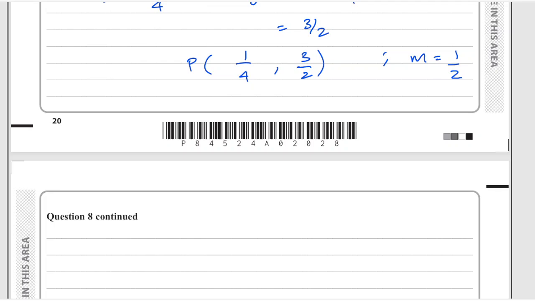So now we have the slope and the point also. So we can use the slope point form equation, y minus y1 is equal to m multiplied by x minus x1, or if you want, you can use the y equal to mx plus c format also. Whichever is easy for you, you can use that. So this is y minus 3 by 2 is equal to 1 by 2 times x minus 1 by 4.